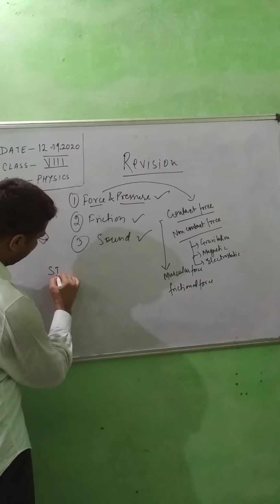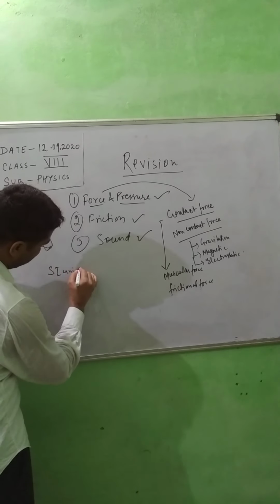in means the SI unit of force is Newton. In short, we denote it with capital N. Okay, and the CGS unit of force is dyne. What is the CGS unit of force? That is dyne. And 1 Newton is equal to 10 to the power 5 dyne.